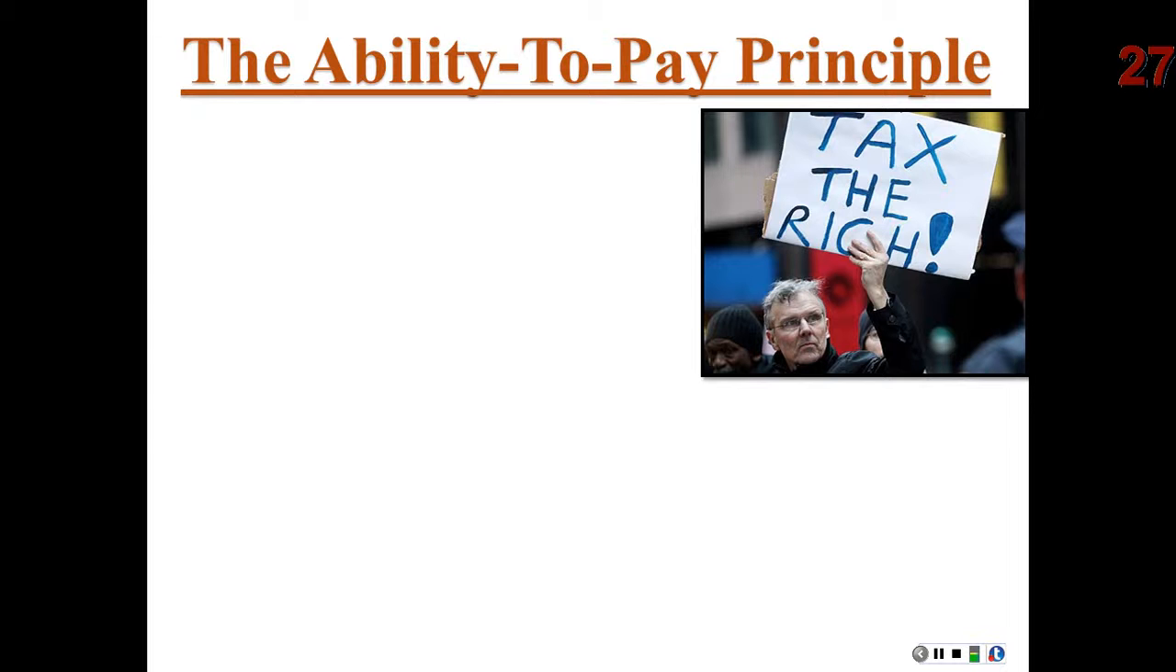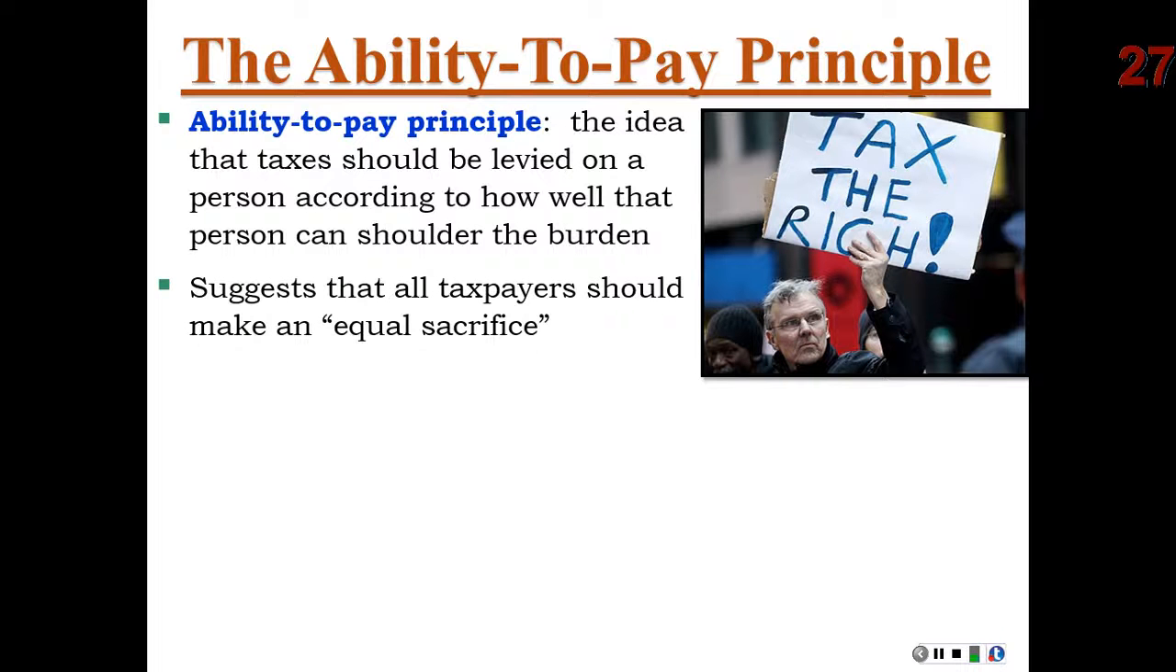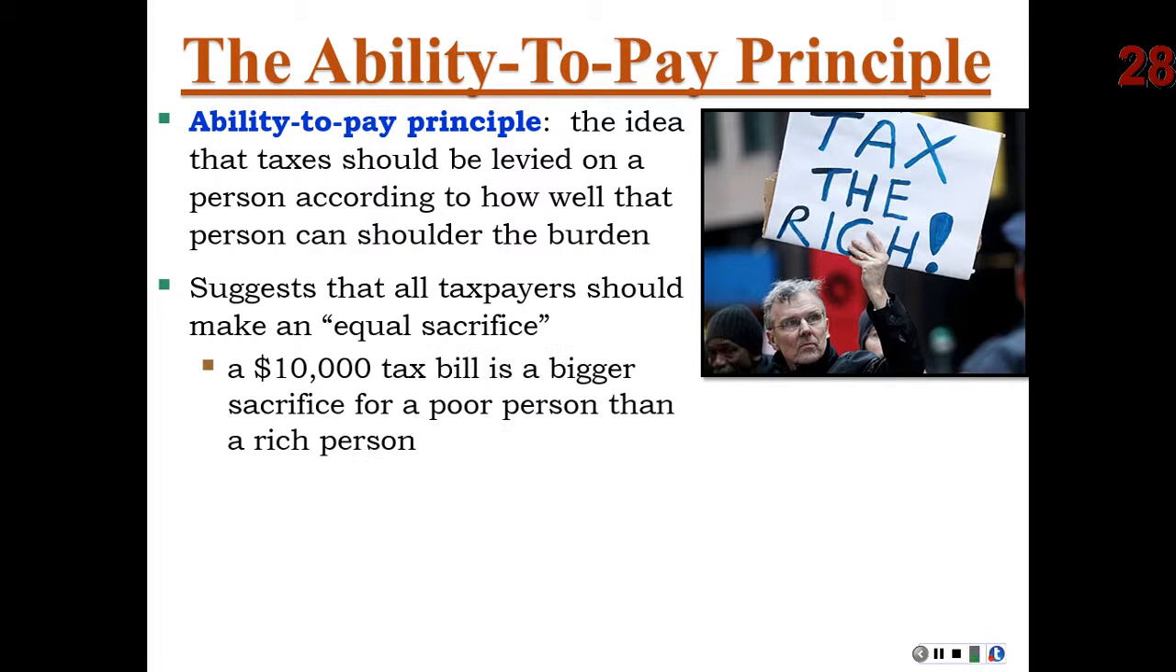Then there's another concern or principle, and that is the ability to pay principle, also called vertical equity. The idea that taxes should be levied on a person according to how well that person can shoulder the burden. In other words, the richer you are, the higher the ability to pay you have, and therefore you should pay a higher tax rate. There should be equal sacrifice. Maybe a 10% tax rate on someone who makes $1 million a year isn't the same sacrifice as a 10% tax rate on someone who makes only $10,000 a year. Again, it's probably going to be tough to agree upon a definition of what sacrifice means. But obviously this is something that as a populace, as a country, we have tended to care about. This can also be thought of as vertical equity.